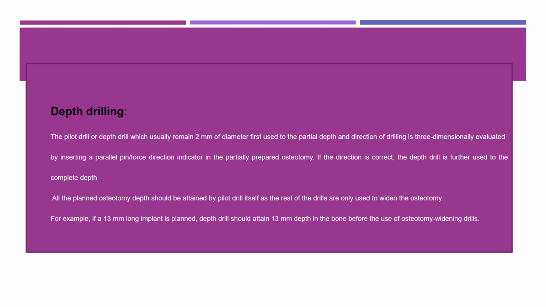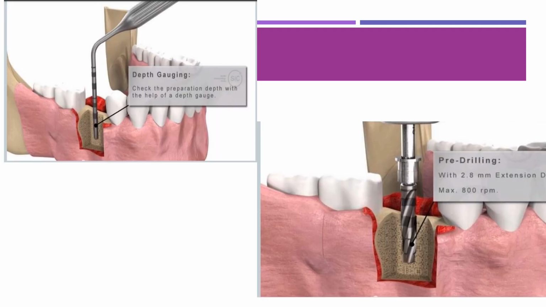After reaching the desired depth, a depth gauge will be used to evaluate the preparation depth with respect to bone fragments or anything trapped inside. So to check the osteotomy site, we will be using the depth gauge. After this we will move on to the osteotomy widening.